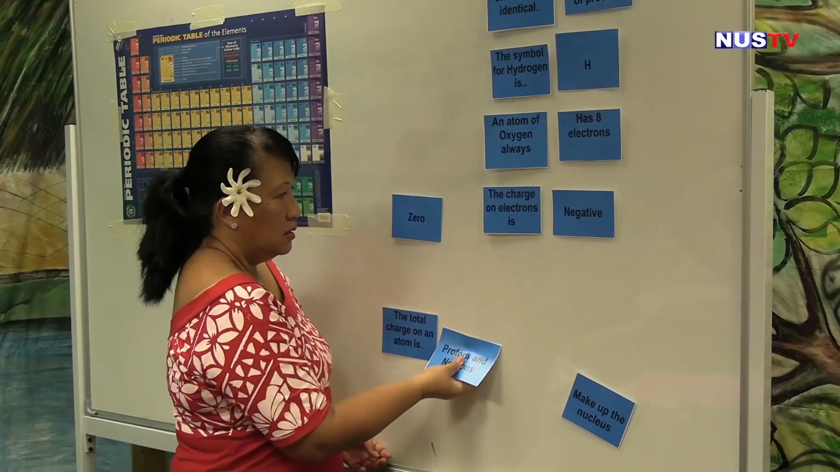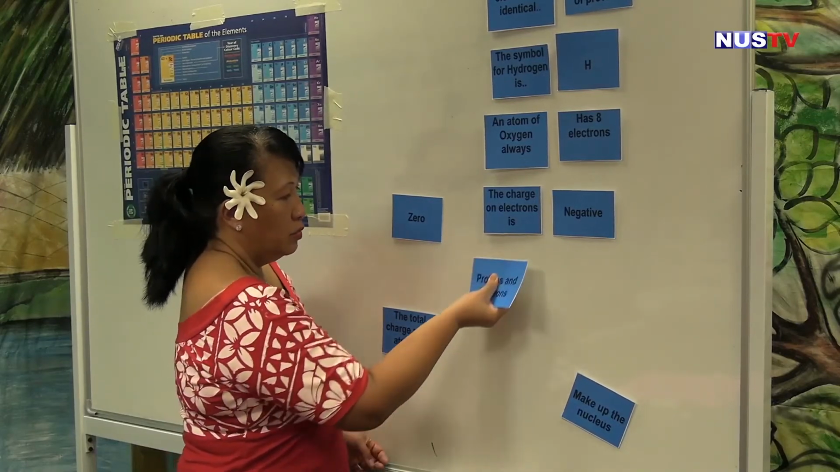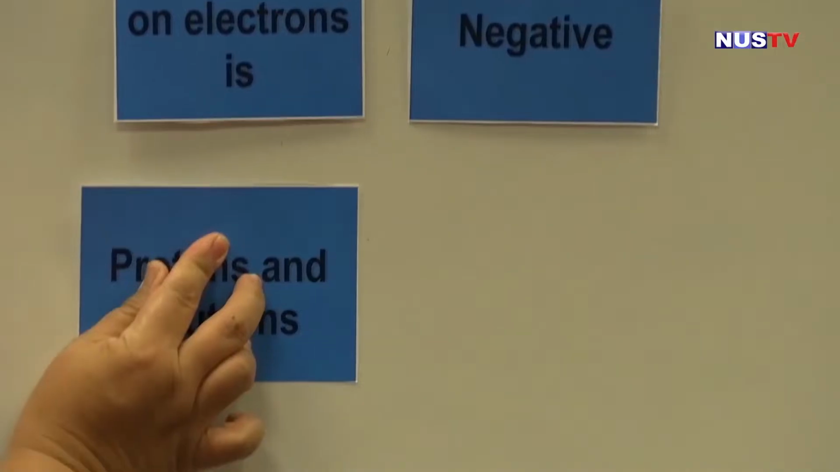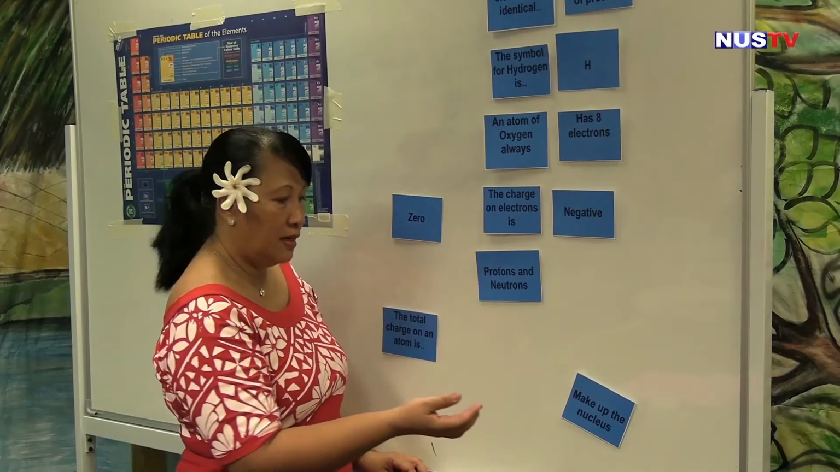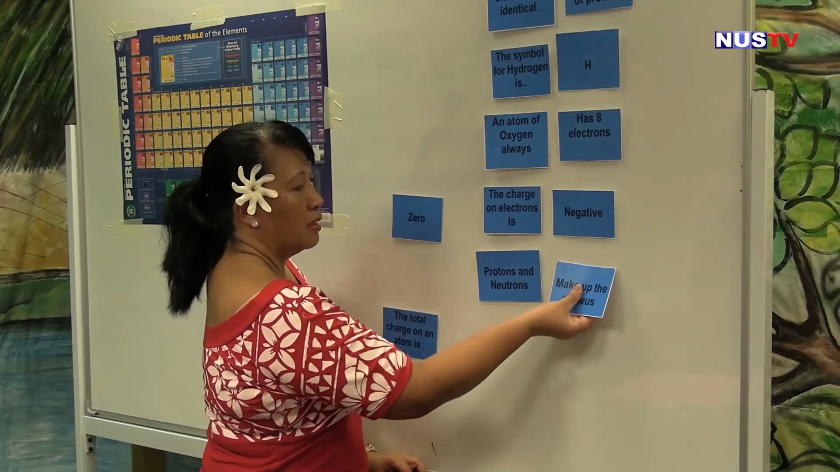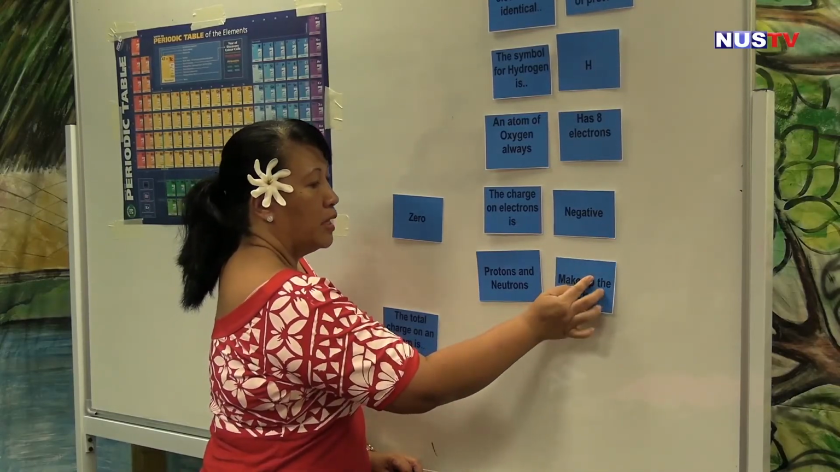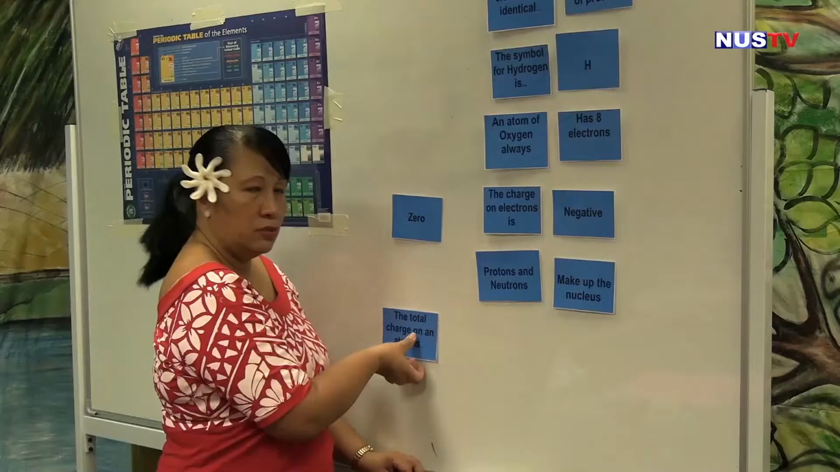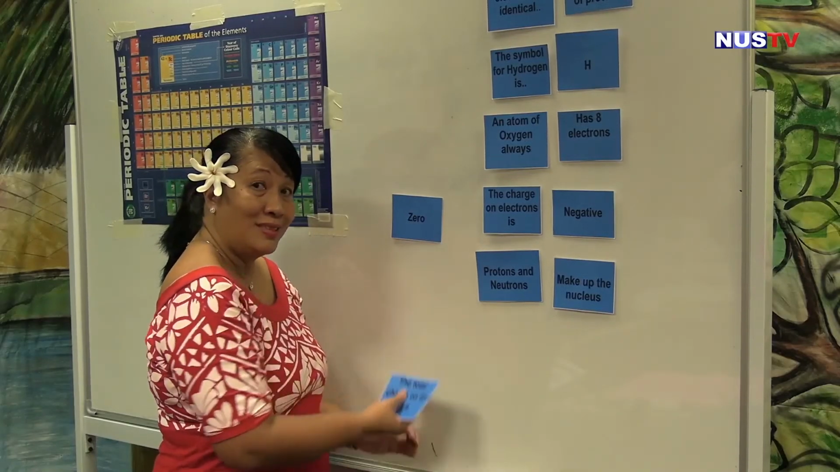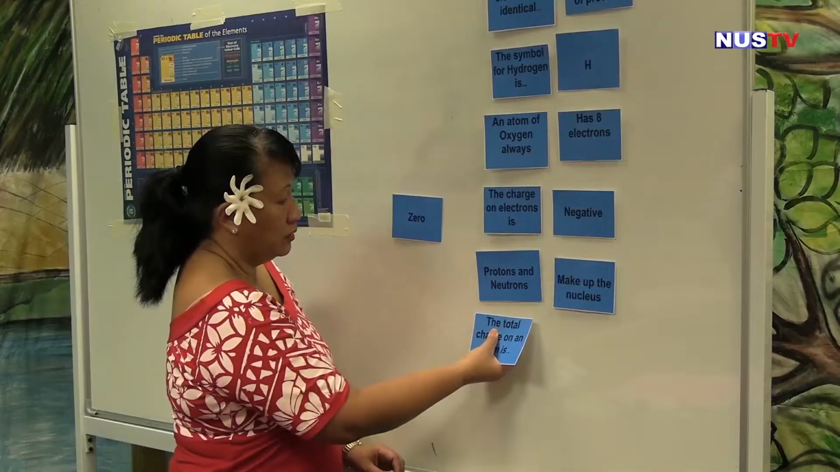Right? This card here, they say protons and neutrons. What should be the second card? Make up the nucleus. Okay? Protons and neutrons make up the nucleus. Remember, the nucleus is the center of the atomic structure.